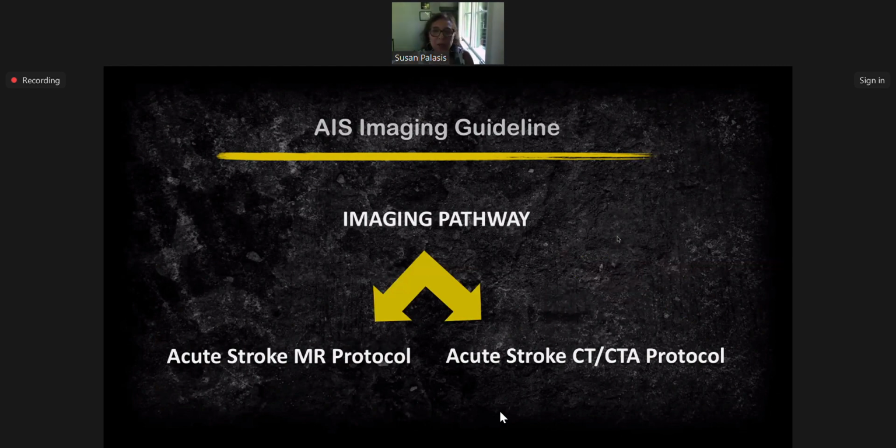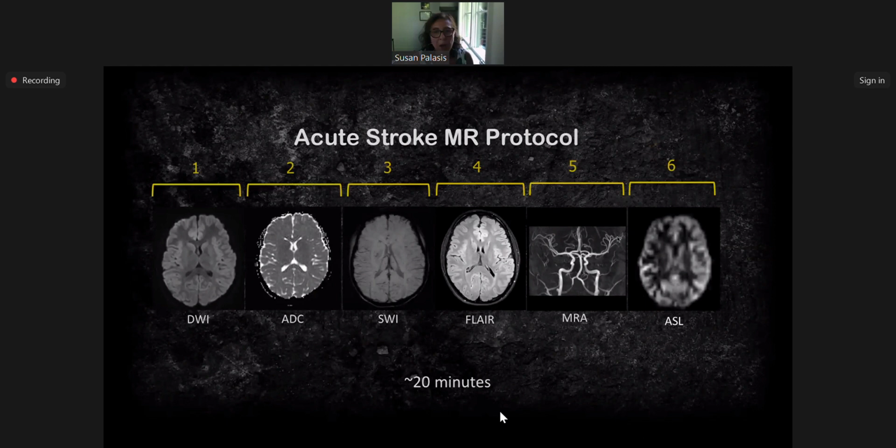So I'm just going to review the stroke imaging guideline and protocol briefly. There are two pathways that we can follow in pediatric stroke. One is going down the MR pathway, and the other is going down the CT-CTA pathway. We prefer to go down the MR pathway in children. This is very different in the adult world where everything's done with CT-CTA. In kids, MR will be more specific. It can help us differentiate from mimics, and also we can avoid the radiation concerns.